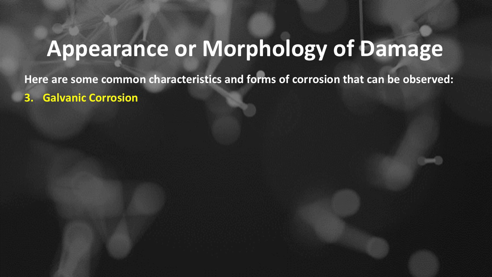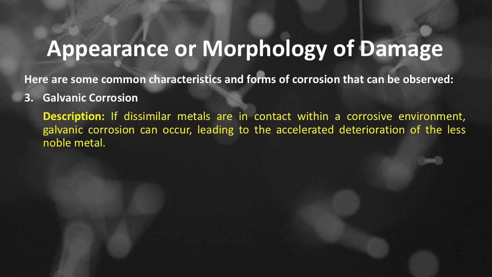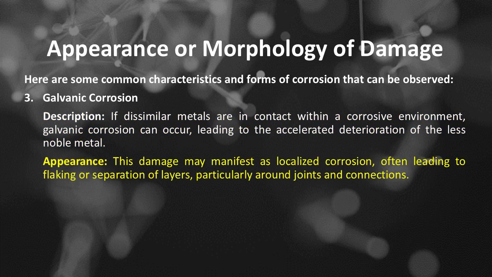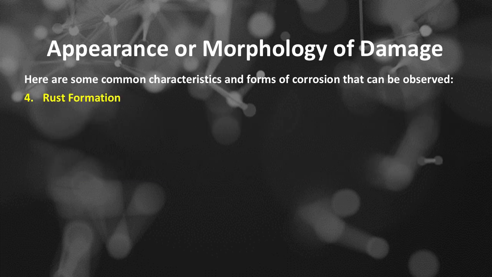Number 3 is galvanic corrosion. Galvanic corrosion description: if dissimilar metals are in contact within a corrosive environment, galvanic corrosion can occur, leading to the accelerated deterioration of the less noble metal. Galvanic corrosion appearance: this damage may manifest as localized corrosion, often leading to flaking or separation of layers, particularly around joints and connections.